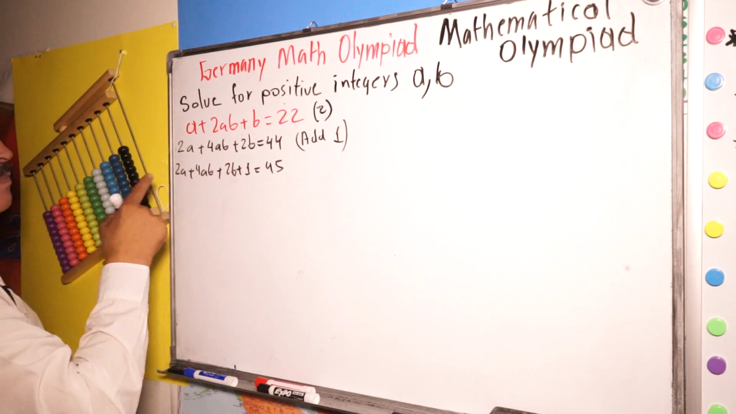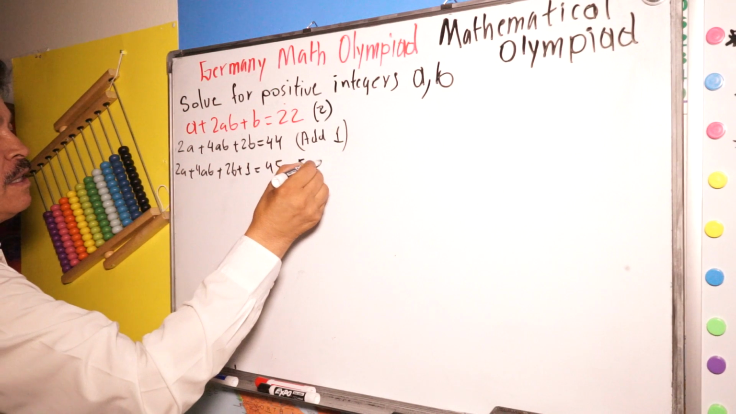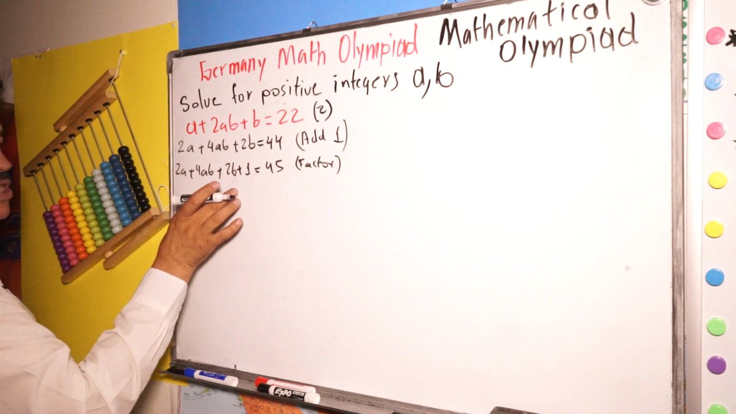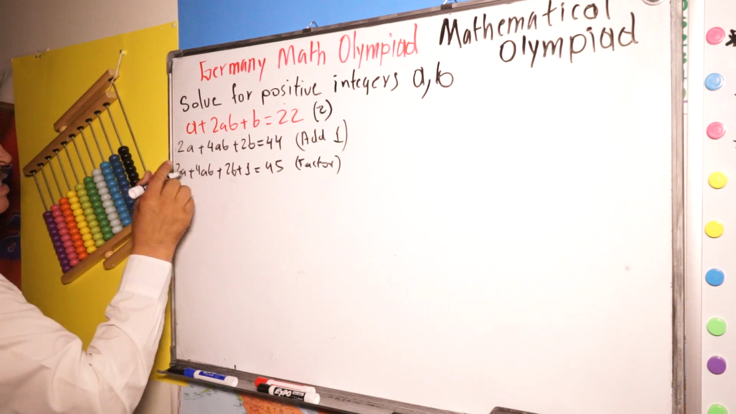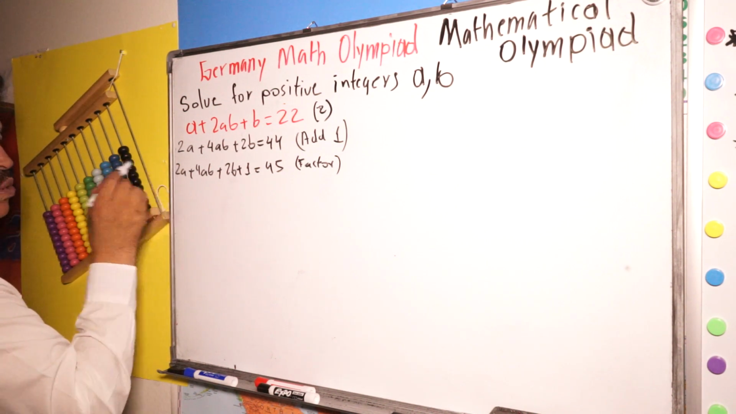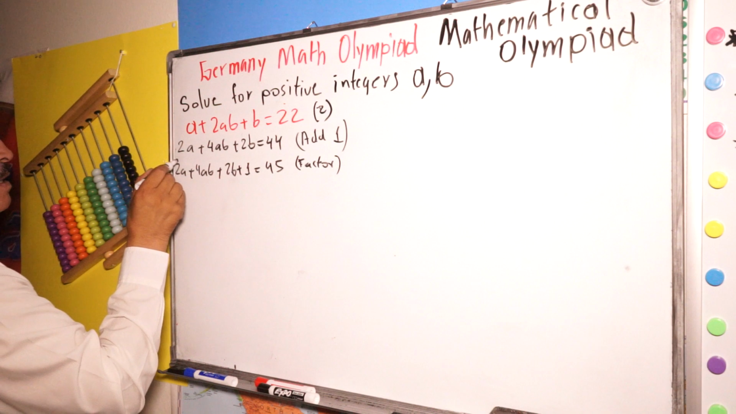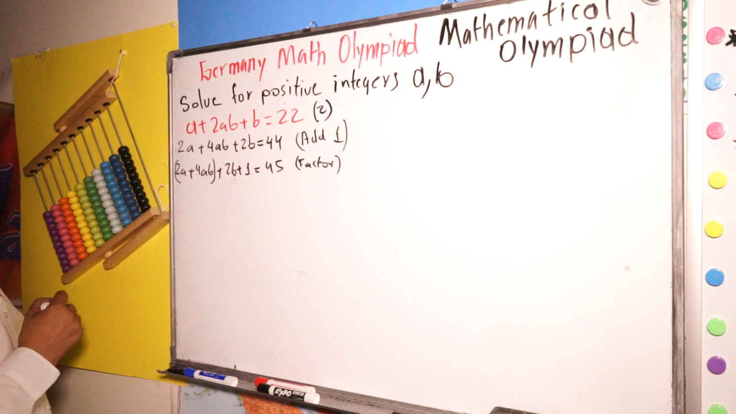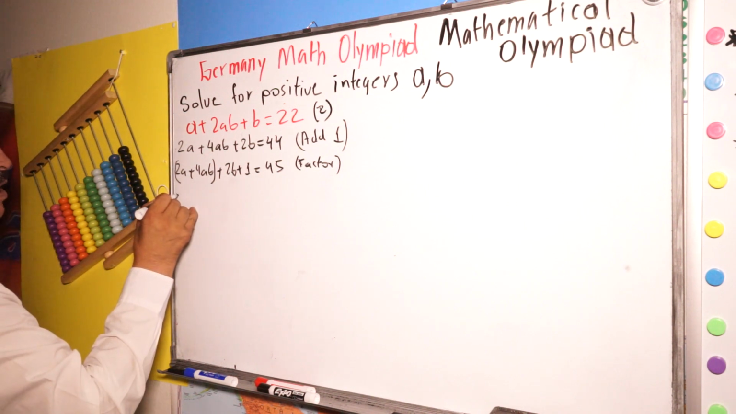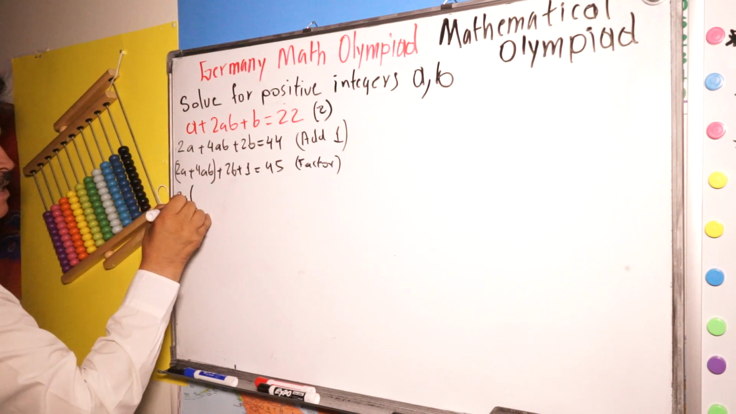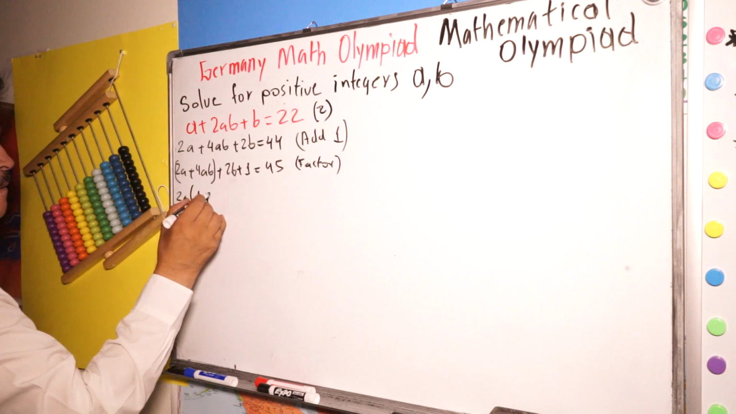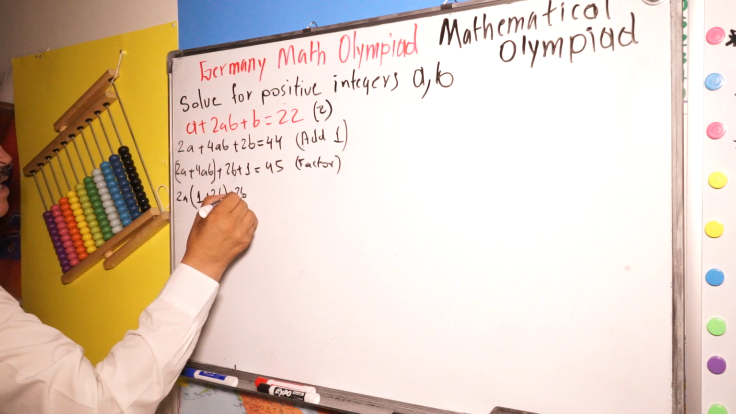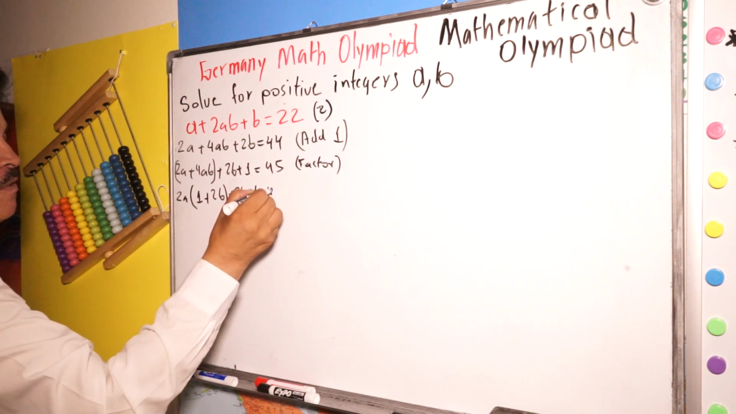Next step, factor. You factor here, you see this number here, 2a plus 4ab right here. You are able to factor. You factor, and you are going to have 2a times 1 plus 2b, right? Plus 2b plus 1 equals 45.